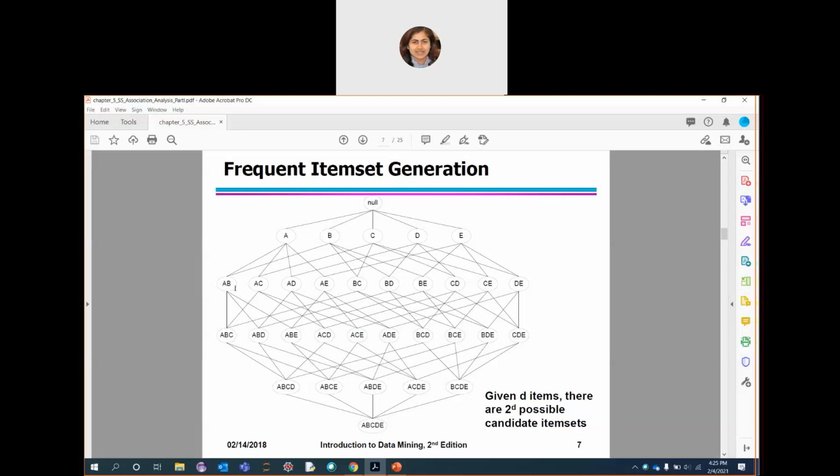Now, including the AB item set, how many more candidates can be generated, including all the rest of the items? So the 3 item set combination can be ABC, ABD, ABE, ACD, likewise. Okay. So this type of approach is what is called the brute force approach. You are doing a manual manipulation. You are finding it manually.